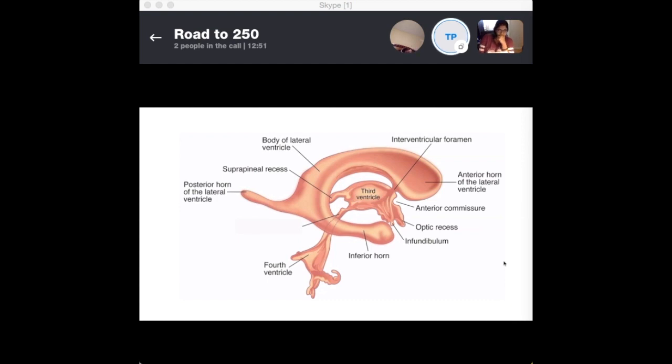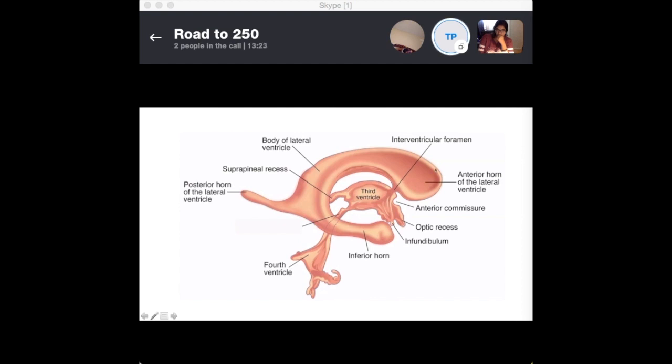It's made by the choroid plexus cells, which line the lateral ventricles. So that would be here where my hair was. And it's then reabsorbed by the arachnoid granulations and into the venous sinus system. So the venous sinus system is important later in the presentation.